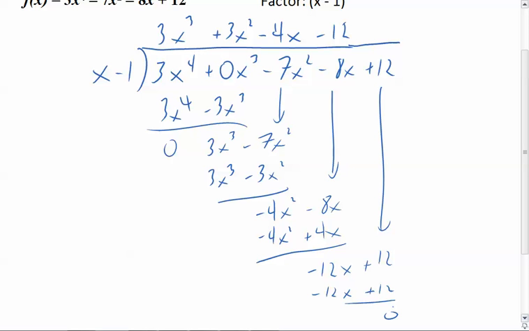And what this simply means is that this long polynomial that I had originally could be written as x minus 1 times 3x cubed plus 3x squared minus 4x minus 12. And that's just taking the factor out, and now I'm left with this polynomial. Of course, I could do this all over again and take another factor out of this one, but that's how to divide polynomials.